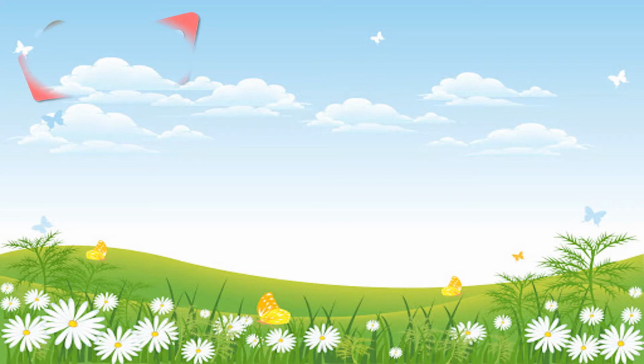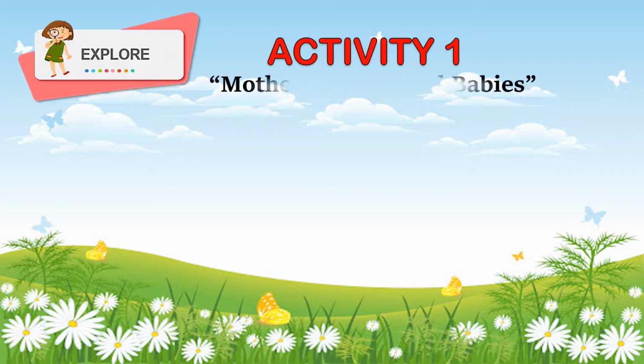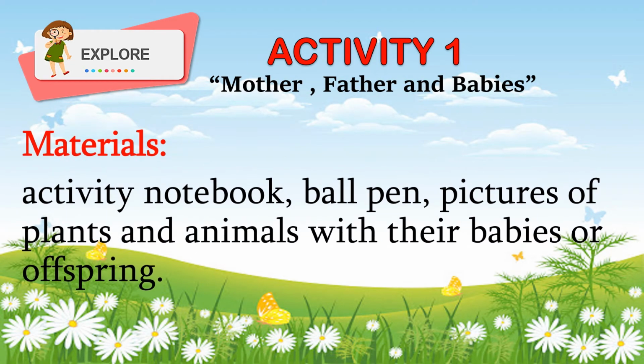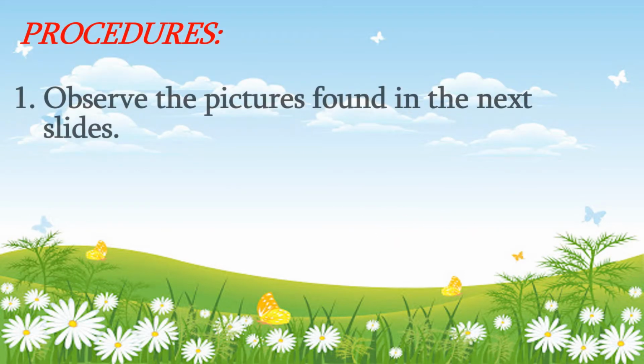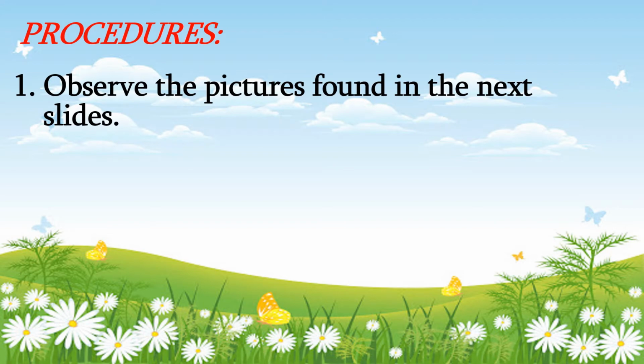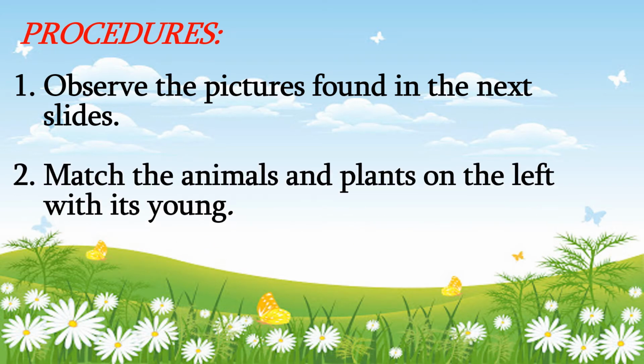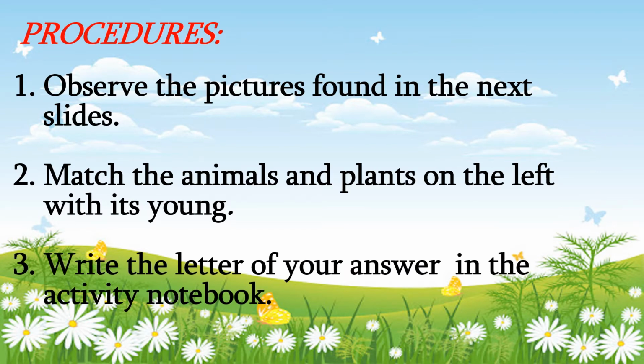This time, let us explore another activity. This activity is entitled Mother, Father, and Babies. Materials: activity notebook, ball pen, pictures of plants and animals with their babies or offspring. Procedures. Number 1. Observe the pictures found in the next slides. Number 2. Match the animals and plants on the left with its young. And number 3. Write the letter of your answer in the activity notebook.